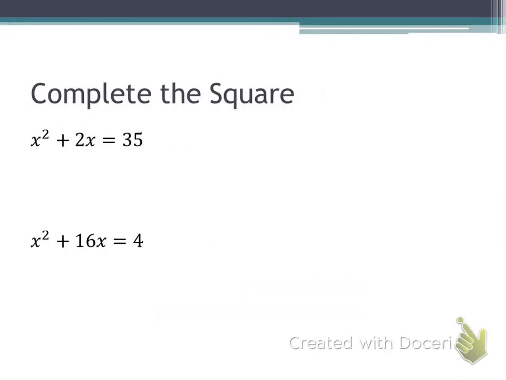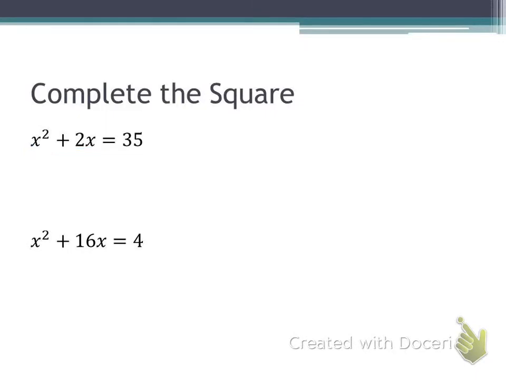In example number 1, they want us to complete the square. First of all, the first thing that I have got to know before I do this is: are x squared and bx on one side by itself? Yes, there's nothing else over there. So I'm good to go. I can start my process.